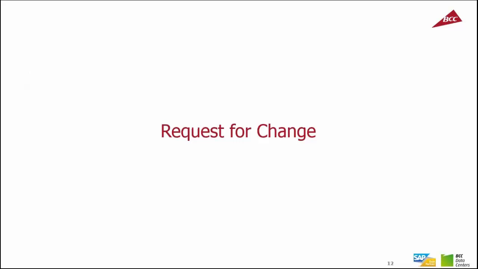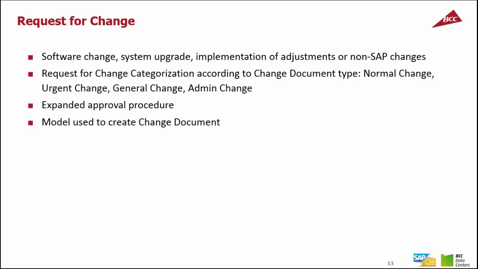The first step in the processing of the change is request for change. As the name is pointing, in this step, requester can ask for software change, system upgrade, implementation, or adjustments, or any other change which is not related to the subsystem, such as repair of laptop or printer. After filling all required fields in the request for change, it can be passed to Change Manager, which has to set priority and mandatorily determine change document type.